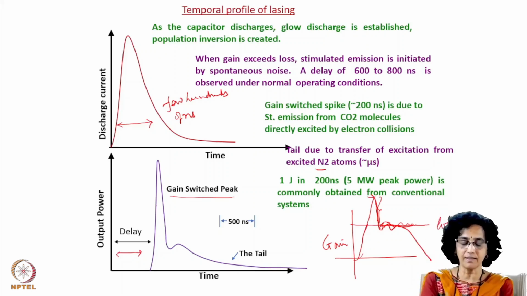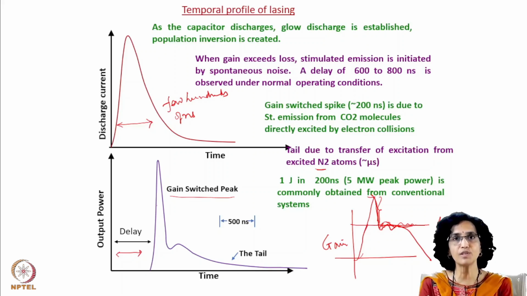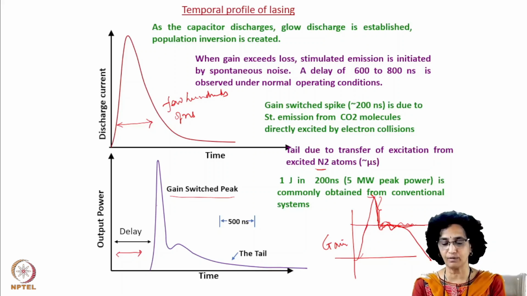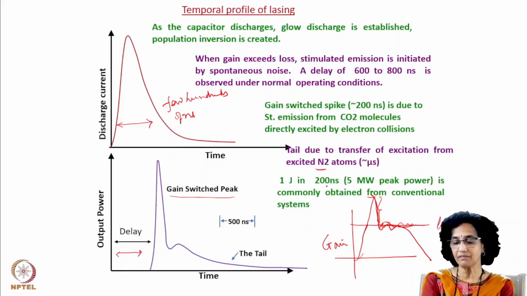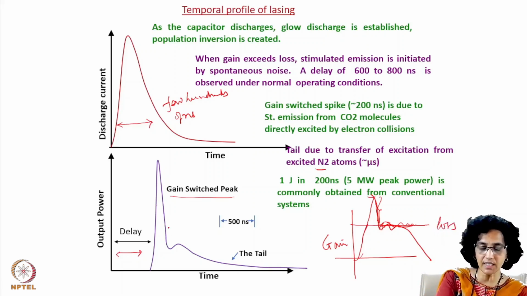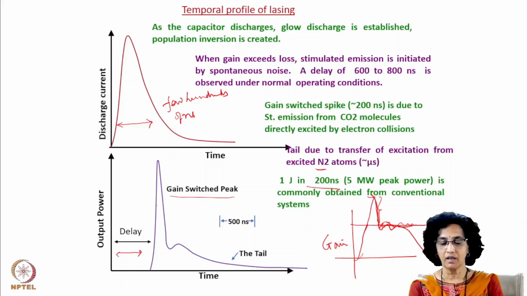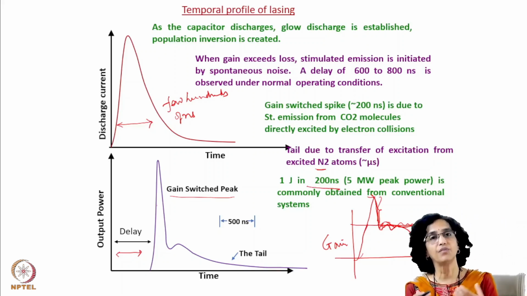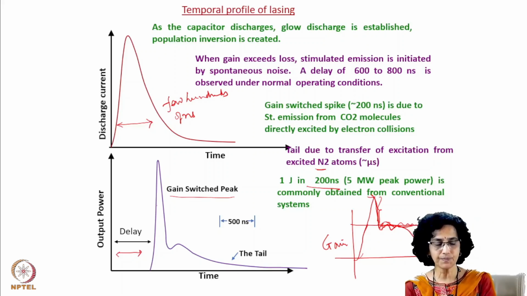So typically you can get about a few joules of energy from a conventional CO2 laser. You can go up to 2 joules, 3 joules are very commonly obtained. And therefore, if you just consider the gain switch spike, which is about 200 nanoseconds, you can get as large as maybe 10 megawatt peak power.